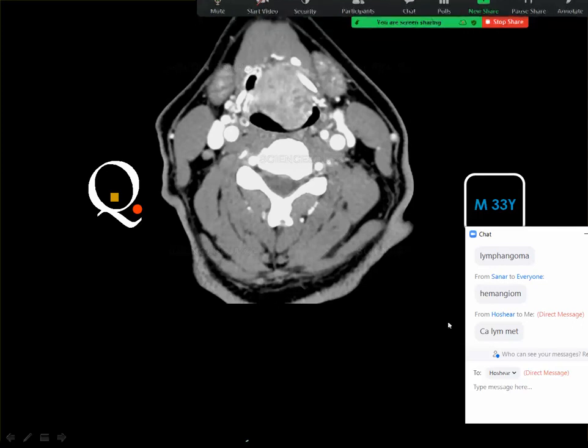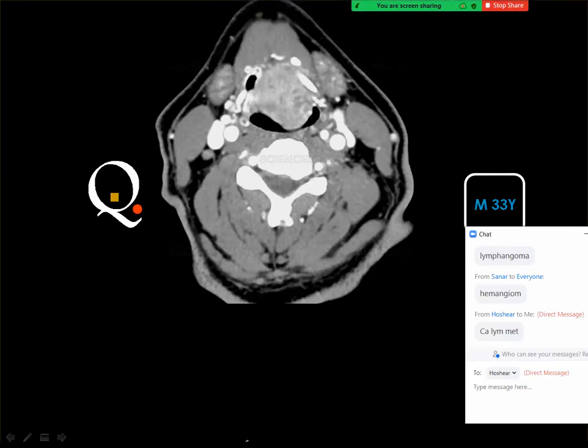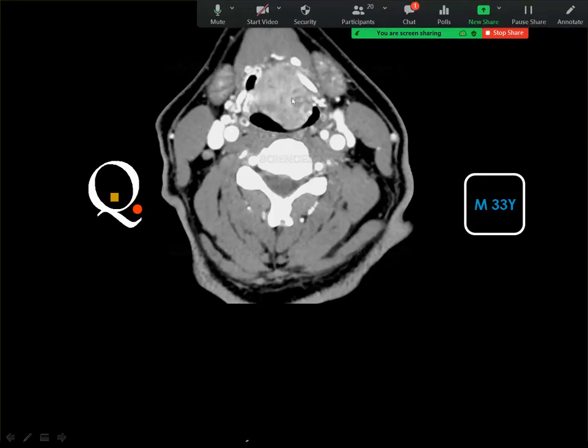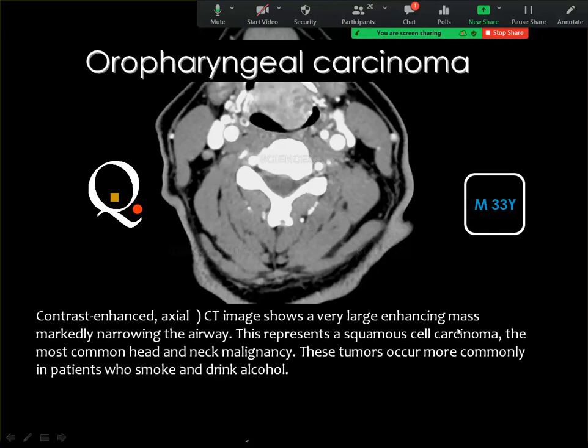Carcinoma, lymphoma, metastasis. Okay, if you are in the exam and you are asked about this lesion, you say there is a solid soft tissue mass with heterogeneous enhancement located in the upper part of the larynx and protruding into the oropharynx, likely malignant, and there is no evidence of enlarged lymph nodes except for this very small node on the right side. Then your diagnosis is a squamous cell carcinoma of the oropharynx.